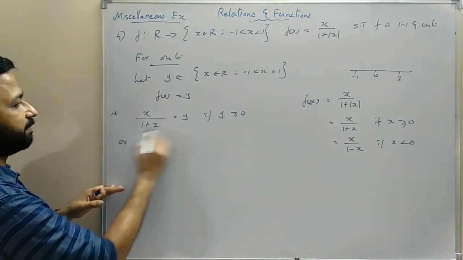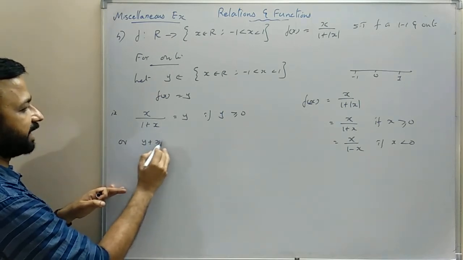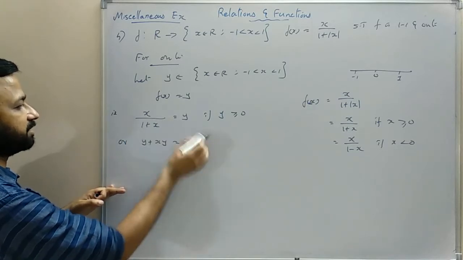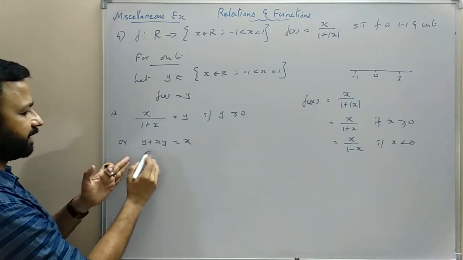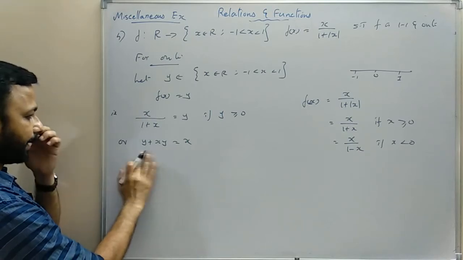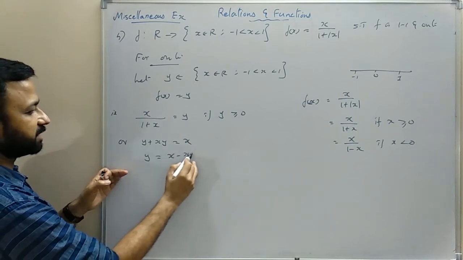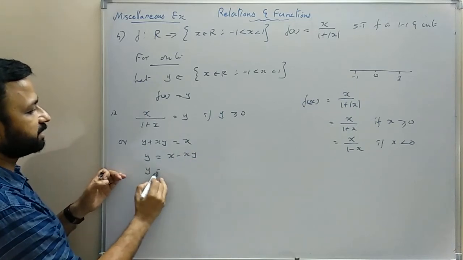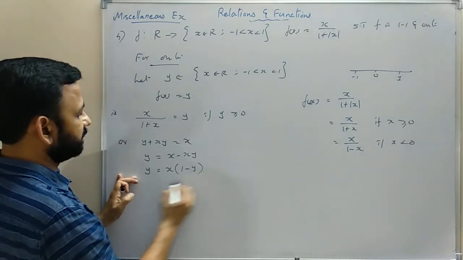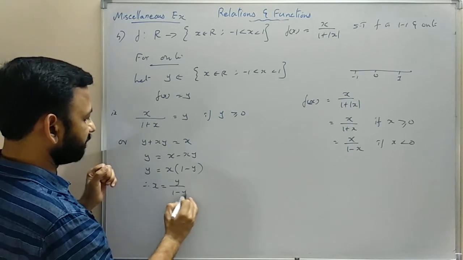or cross multiply, y plus xy is equal to x. When we cross multiply, y plus xy is equal to x, then when we take terms containing x on one side, y is equal to x minus xy, or y is equal to x outside, 1 minus y. Therefore x is equal to y upon 1 minus y.